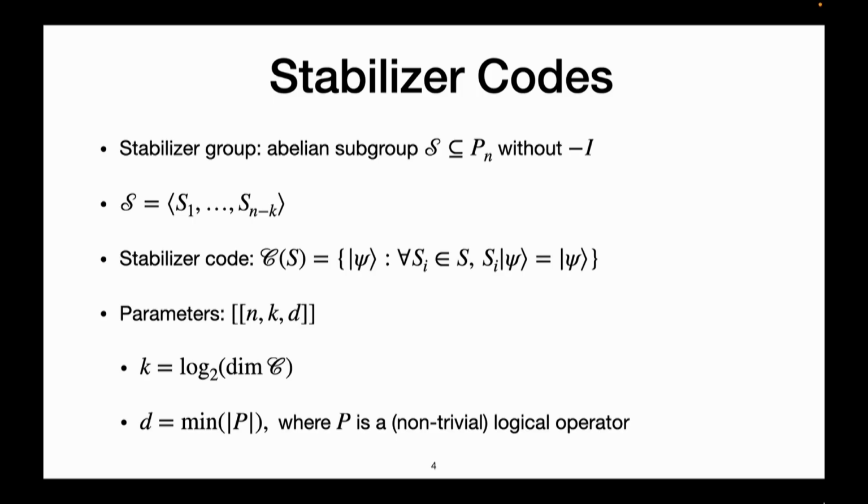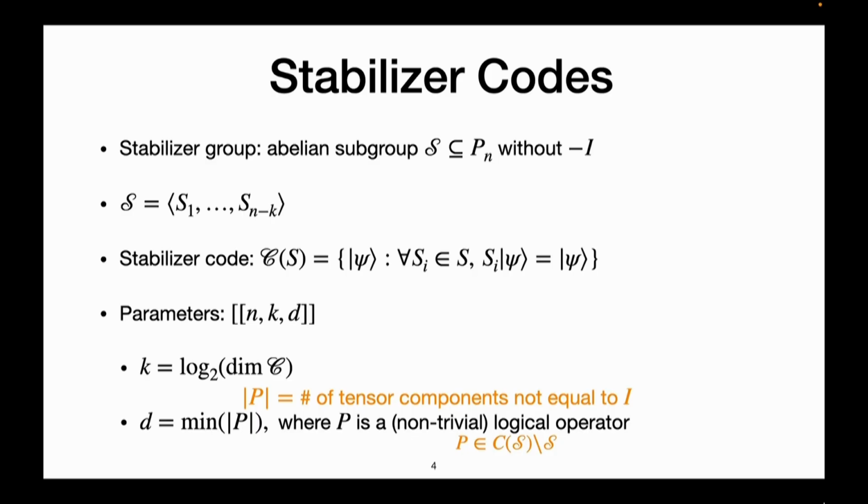For stabilizer codes, the distance is equal to the minimum weight of a non-trivial logical operator. Here, the weight of an operator is just the number of tensor components that are not equal to I, and a non-trivial logical operator commutes with all the stabilizers, but it's not a stabilizer itself.